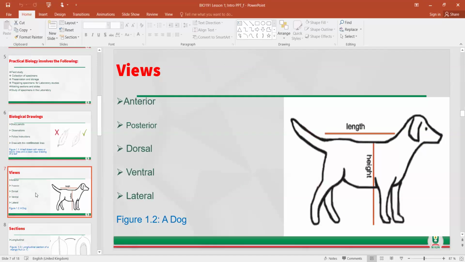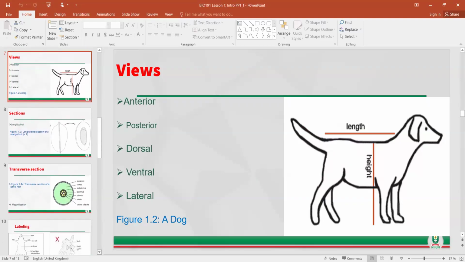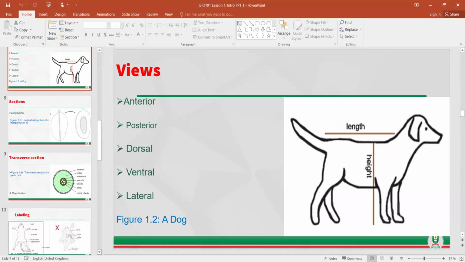We talk of views. Which part of the specimen are you drawing from? If you are drawing from the front, it is anterior view. If you are drawing from behind, it is posterior view. If you are drawing from the top, it is dorsal view. If you are drawing from beneath, it is ventral view. And if you are drawing from the side, it is lateral view.